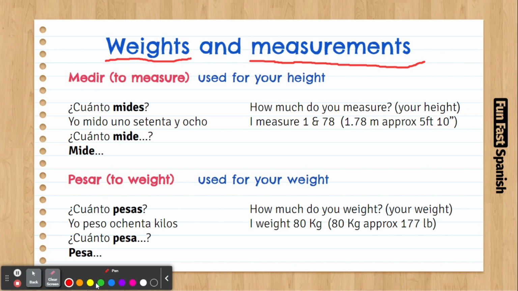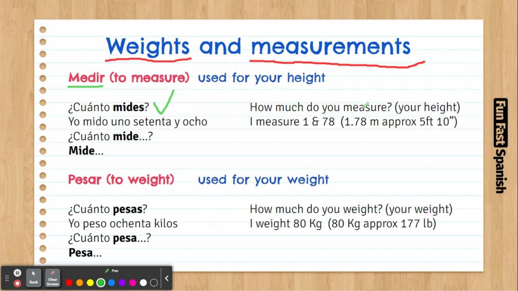So for measurements, just for your height, you're going to use the verb medir, which is actually to measure. You can measure anything, any distance. So the question would be, ¿Cuánto mides? It's like, how much do you measure? That's how we ask it in Spanish. We don't say, what's your height? We say, ¿Cuánto mides? How much is your measure? Or how much do you measure?